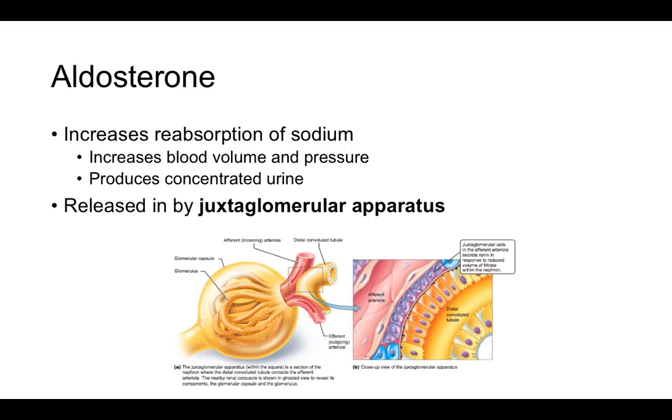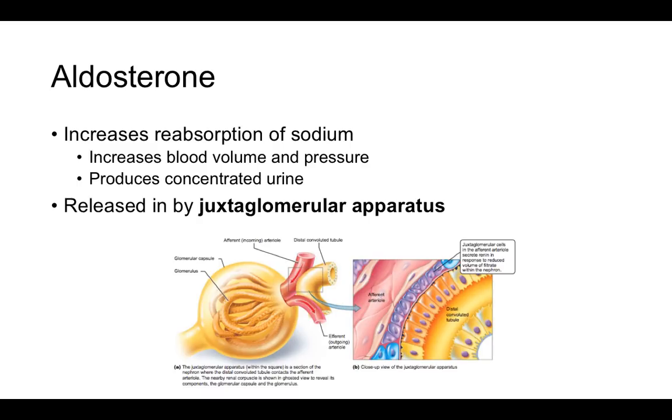Aldosterone increases reabsorption of sodium. Okay, so if we pull sodium out, we're putting sodium back into the blood. This helps increase the blood volume and pressure. Why? Because where the salt goes, there the water will follow. So as you pull more sodium out into the blood, this actually also pulls water back into the blood.